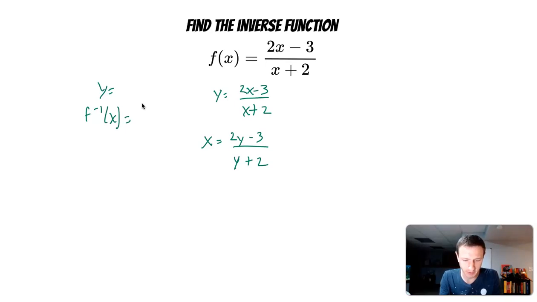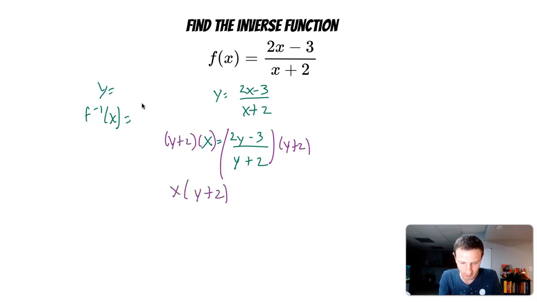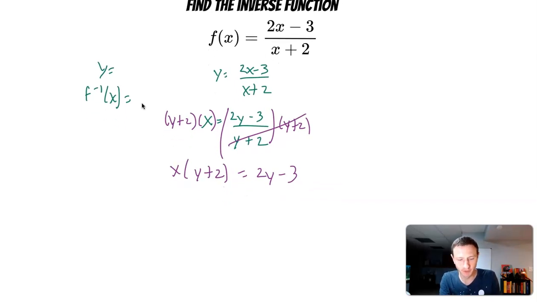So in order to solve this, I'm going to multiply by y plus 2. And then I'm going to have x times y plus 2 equals, the y plus 2's cancel over here, so 2y minus 3. And then we want to distribute the x into here. So we're going to have xy plus 2x equals 2y minus 3.